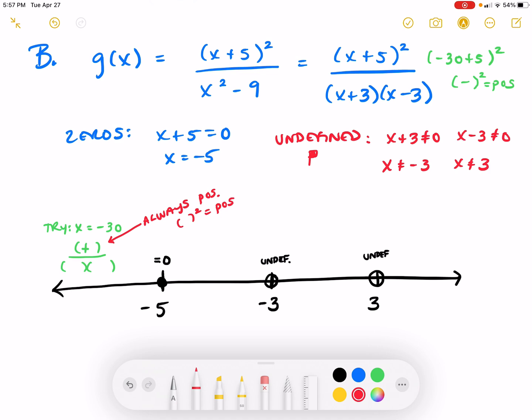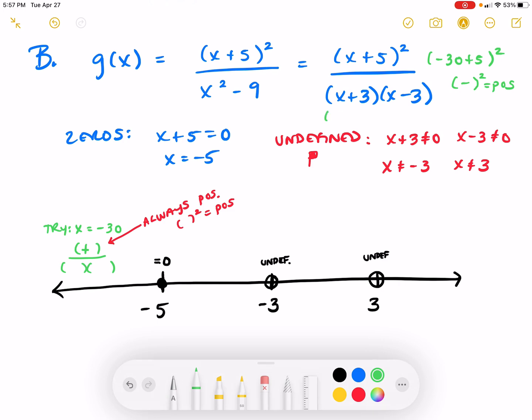but we are not putting imaginary numbers on our number line anyway, okay? So let's plug in negative 30 into these bottom two factors. Well, obviously negative 30 plus 3 is a negative, and obviously negative 30 minus 3 is a negative. So sometimes by over-exaggerating the x that you plug in, it makes it even easier to see if it's positive or negative. Well, I know that if I take a positive and divide by two negatives, the result is always going to be a positive, okay?